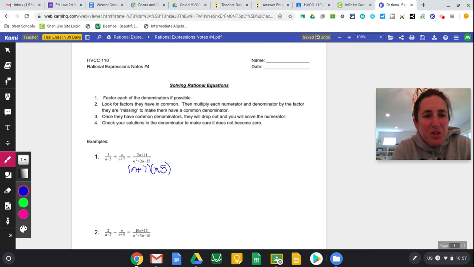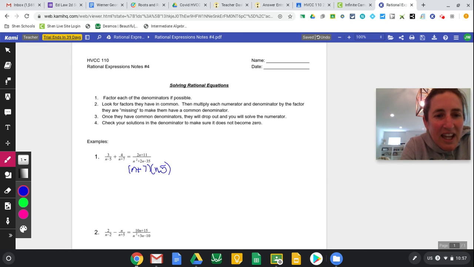But look at that first fraction. It has the n minus 5. It's missing the n plus 7. So I'm going to take this 3 that's on top and multiply it by the n plus 7. If I do that on top, I would be doing it on the bottom also. And now this has a common denominator with this fraction over here.